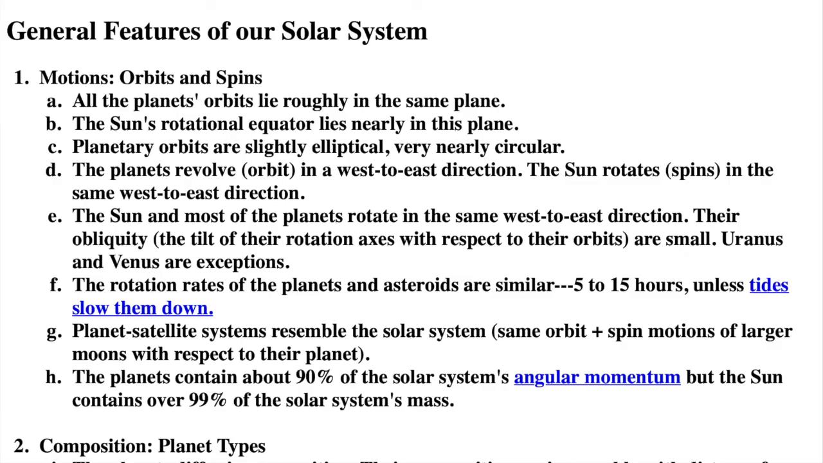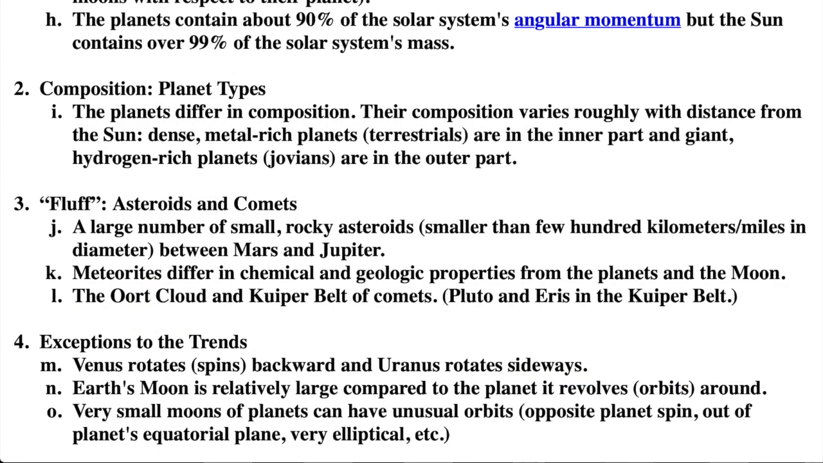Next slide. This slide summarizes the general features of our solar system that any model of its formation is going to have to explain. The orbits are nice and orderly and aligned with the Sun's equator, and they all move in the same direction. The Sun contains most of the mass, but the planets contain about 90% of the solar system's angular momentum. There are 2 types of planets, with the terrestrials in close and the Jovians farther out. There are smaller bodies called asteroids, with most of them in between Mars and Jupiter, and comets that are found in 2 places, the Kuiper Belt and the Oort cloud, that I'll describe in a later lecture.